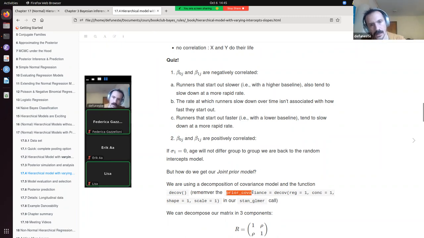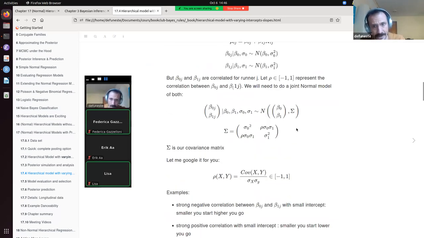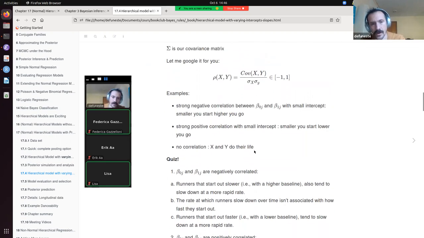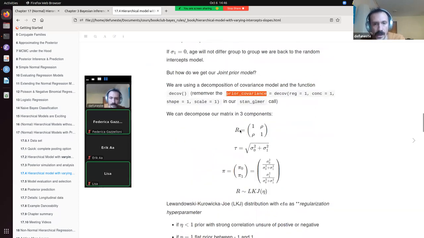Remember, in our stan_glmer function, we are calling it. So this is our prior covariance. What we are speaking about now is the prior covariance. And to do it, we are decomposing it. So we're going to do a decomposition of covariance. Remember, this is our matrix of covariance. And we will decompose it into three components, and the three components are called R, tau, and P.